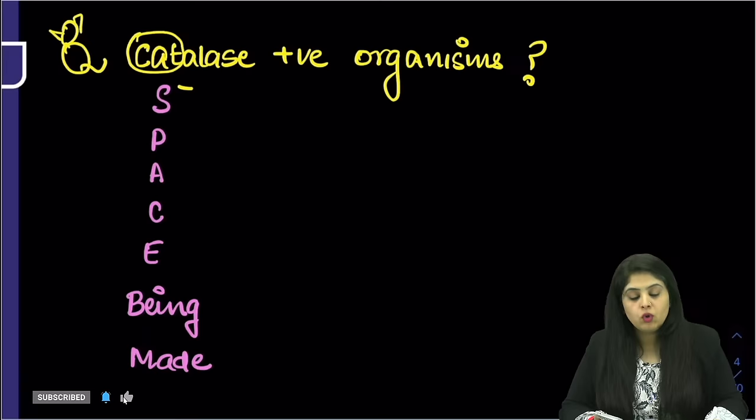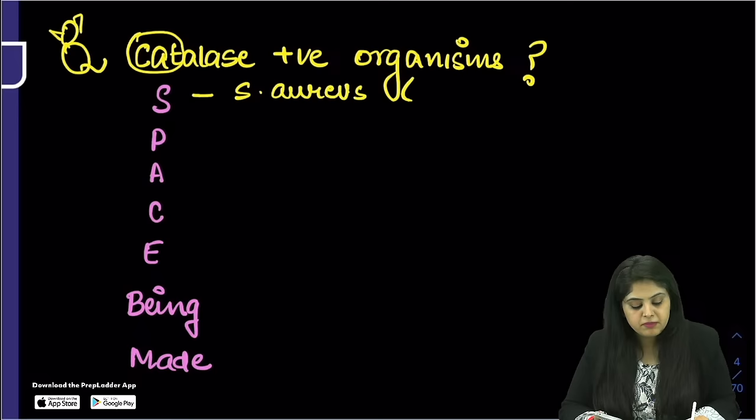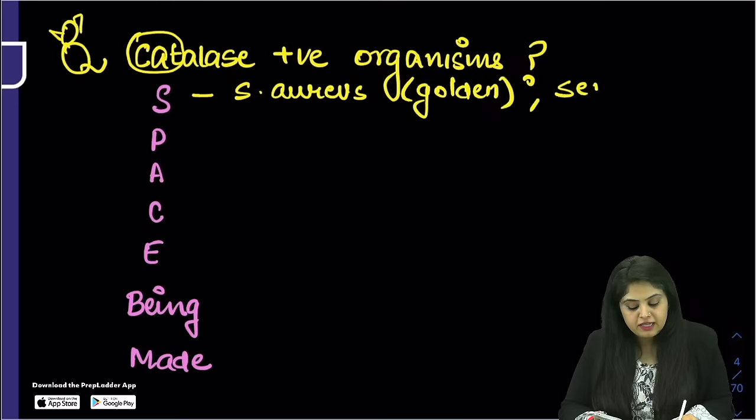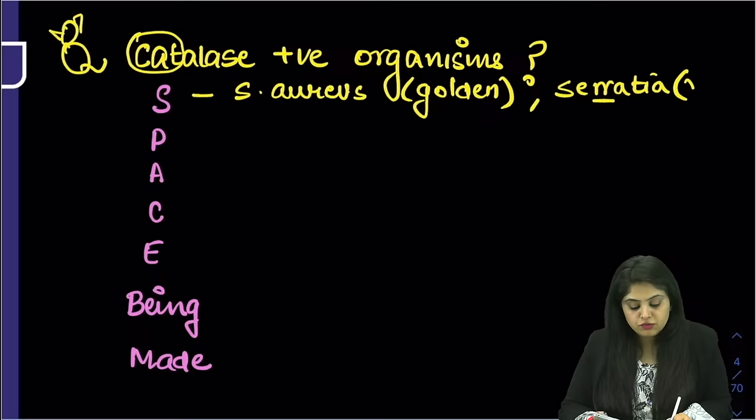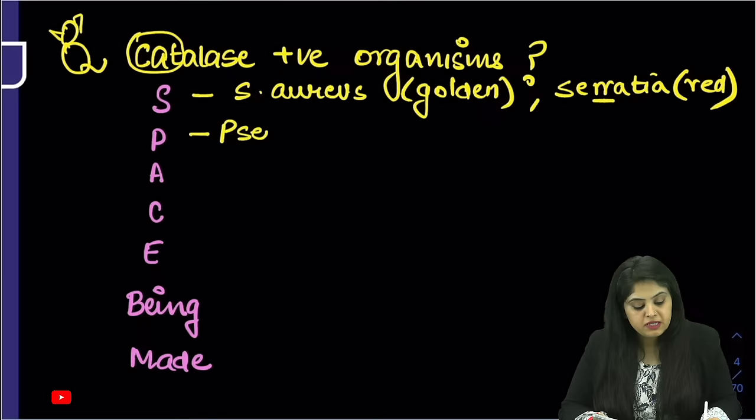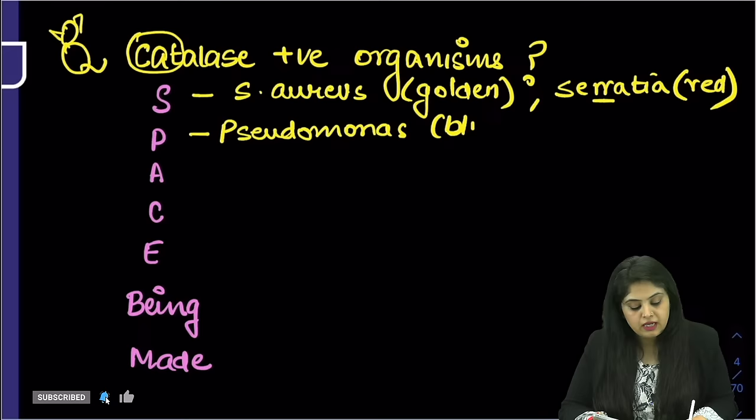S and P: we have all the pigment organisms. S is for Staph aureus. What is the pigment of Staph aureus? It is a golden color pigment. Similarly, S is for Serratia. Serratia has double R, so what pigment does it have? It has a red color pigment. P is for Pseudomonas. Pseudomonas is very famous for the blue-green color pigment. So first we've got all the pigment-related organisms, right?